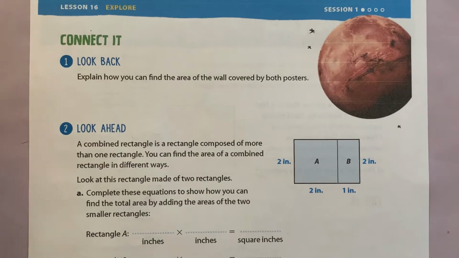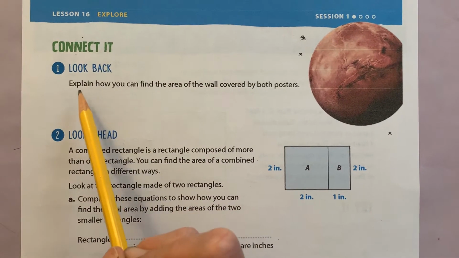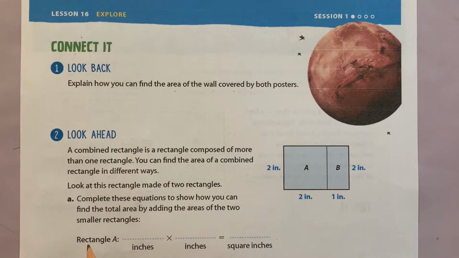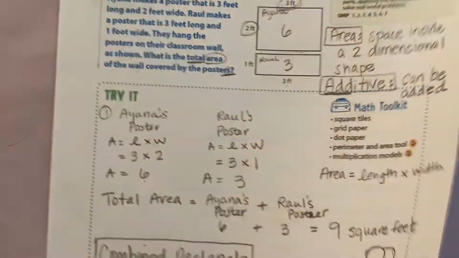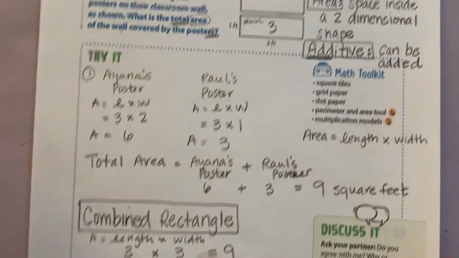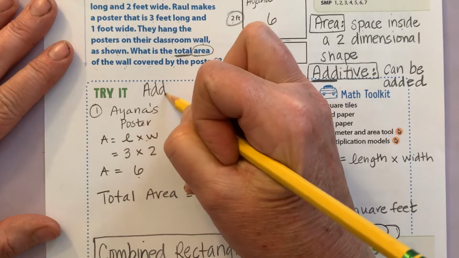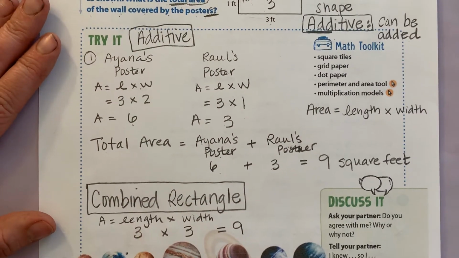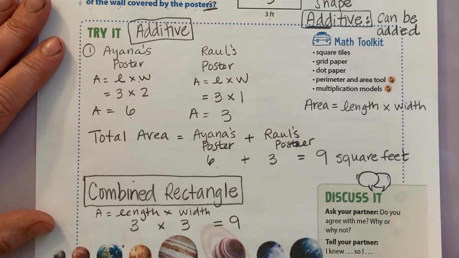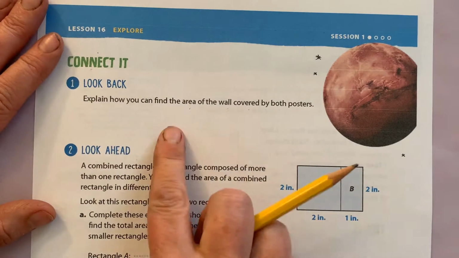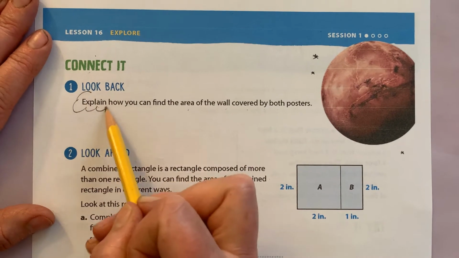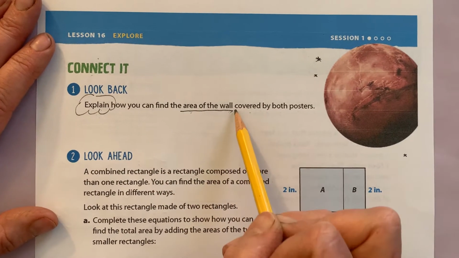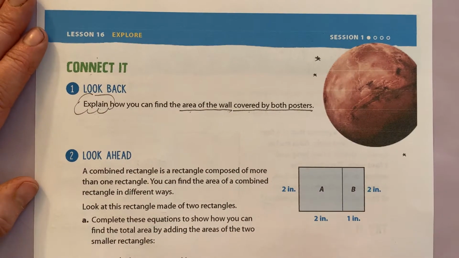Okay, what I want you to do in number 1, it says we want to connect it. So we're going to look back. Explain how you can find the area of the wall covered by both posters. I want you to go back, and if you need to, think about the 2 ways we did this. We did the additive where we added them together. And we did the combined rectangle. See if you can figure out how to draw a picture for one or the other, or you can use words. It says to explain. So either draw a picture or tell me how you can find the area of the wall covered by both posters. If you need to pause the video, go ahead.